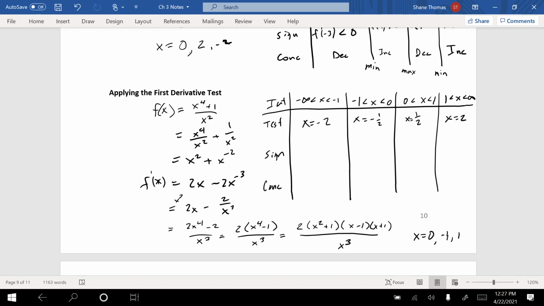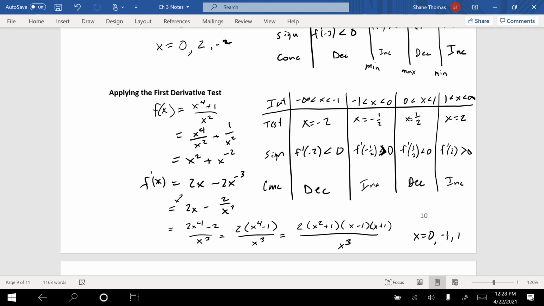So this one here, if I go f prime of -2, it's going to be less than 0. So it is decreasing. F prime of -1/2 should be greater than 0. So it's increasing. F prime of 1/2, less than 0. It's decreasing. And f prime of 2 is going to be a positive number, so it's increasing.